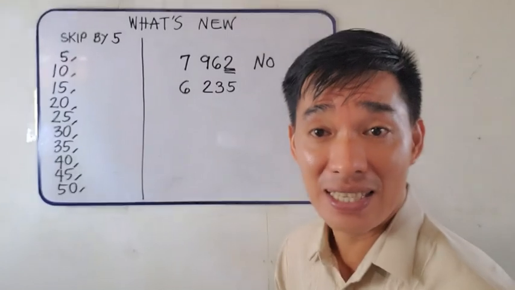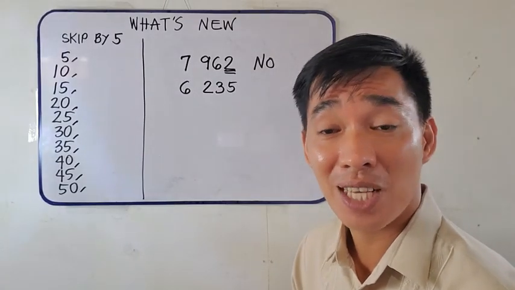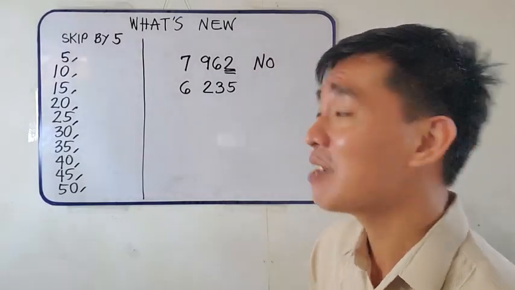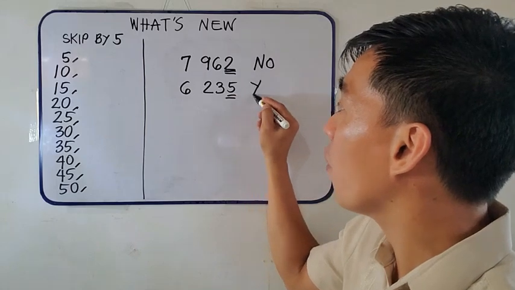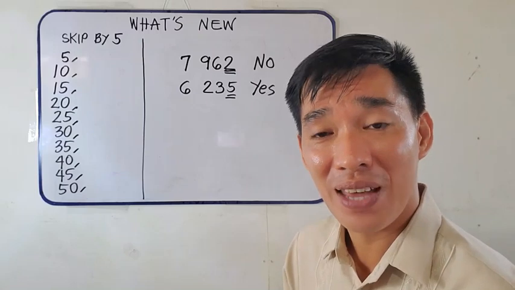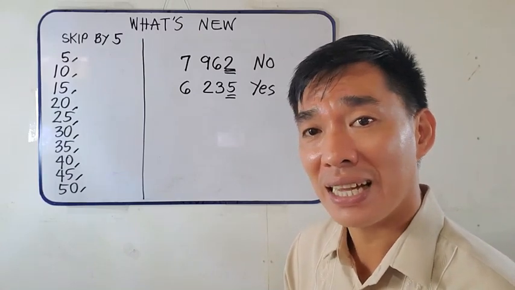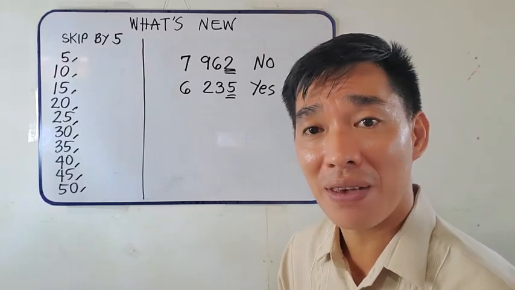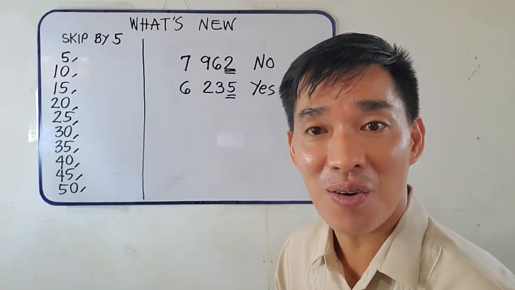Now, how about if I have 6,235? Is that divisible by 5? The correct answer is yes, because it ends with 5, or the last digit is 5. So, with that, we could conclude that a number is divisible by 5 if it ends with 0 or 5.